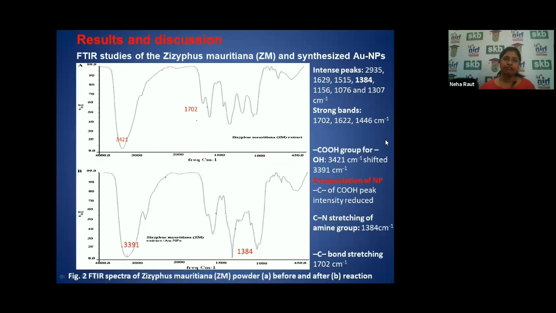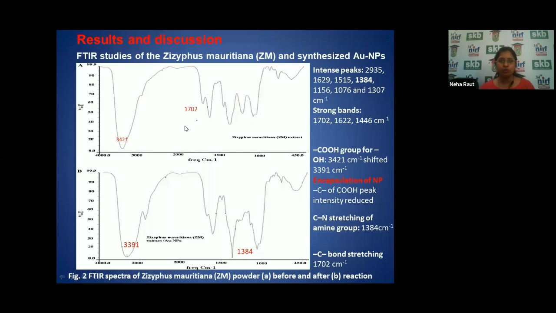The next one is FTIR studies. In the case of this FTIR study, the first FTIR spectrum is associated with the Ziziphus mauritiana extract, the raw material, and the second one is for Ziziphus mauritiana extract gold nanoparticle.